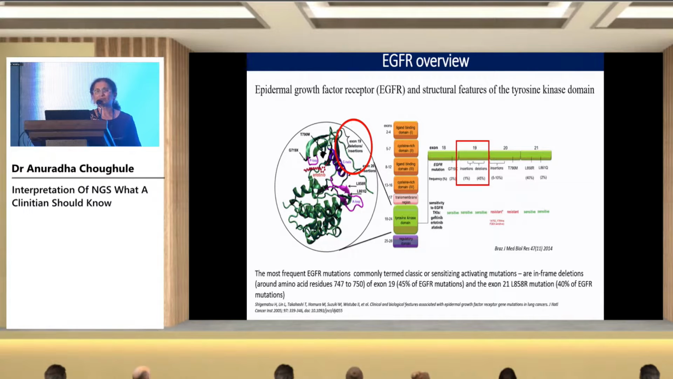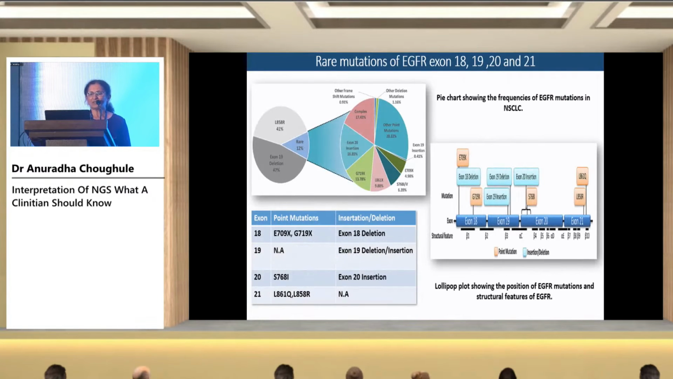As I mentioned, exon 19 comprises insertions and deletions. When I say insertions, these are very rare mutations among exon 19, which I will come to in the next few minutes. So what are the rare mutations of exons 18, 19, 20, and 21? Apart from exon 18, G719X is the commonest one, but you also get to see the E709X mutation, which is the exon 18 deletion and not the point mutation. In terms of exon 20, you can see not only the acquired T790M mutation, but you also get to see it at baseline at around 2 to 3%.